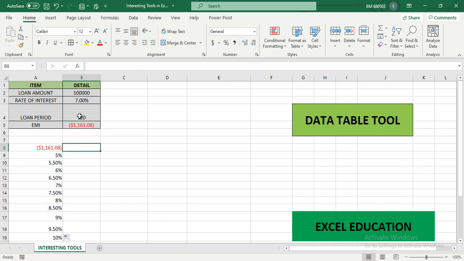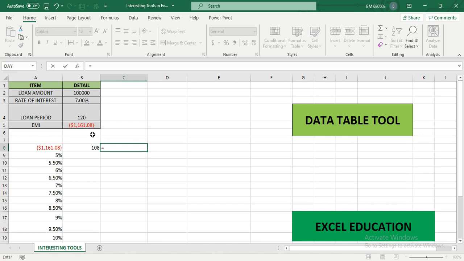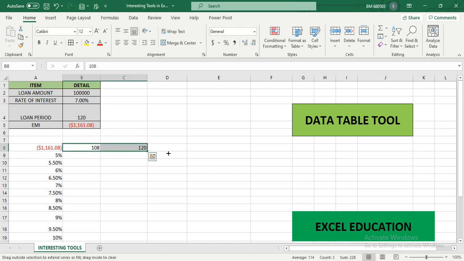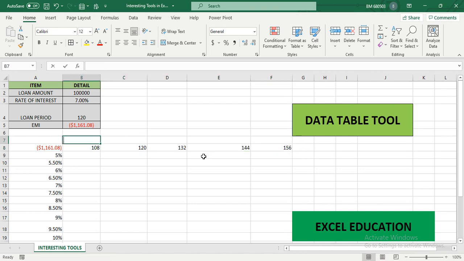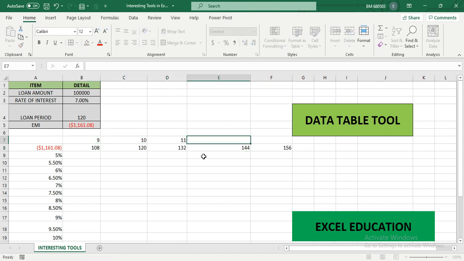Okay. Now let us say the loan period that we want. Let us say we can take it from 108, which is for 9 years. Let us have plus 12, which is obviously for 10 years. If we click and drag this, we'll get 132, 144, and 156. So this is for 9 years, this is for 10 years, this is for 11 years, this is for 12 years, and this is for 13 years.